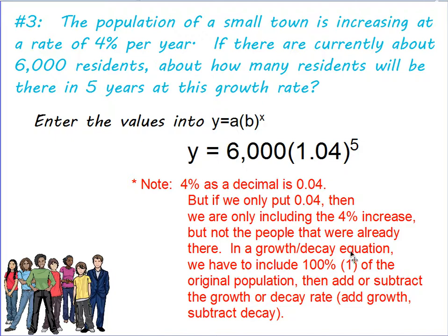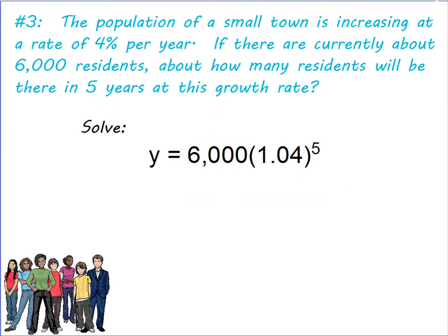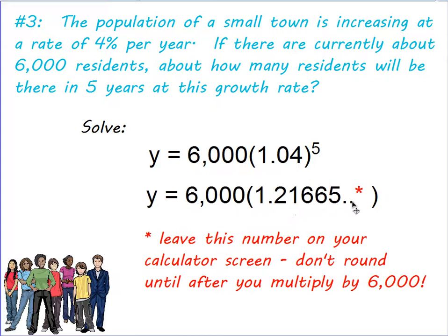So in a growth or decay equation, we have to add 100% to our growth rate. 104% is the population growth. So 1.04 is going to be my rate. 1.04 to the 5th power gives me a big long decimal that I don't want to round. I'm going to caution you against rounding decimals until you're done with the problem.